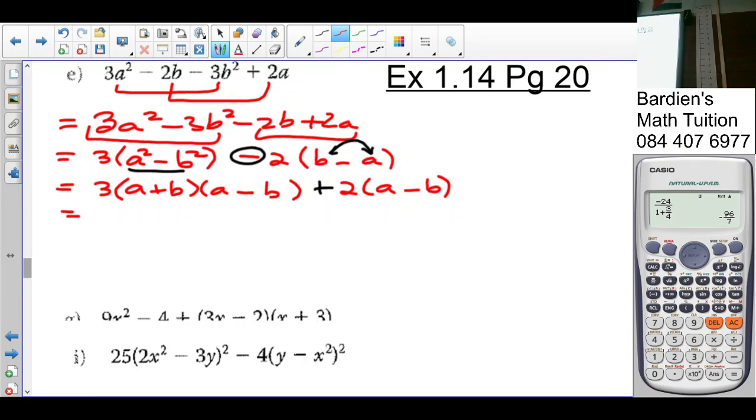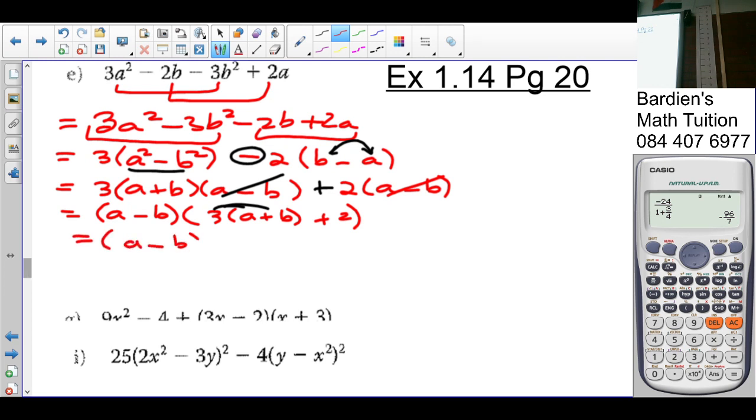a minus b. So what are we left with? We take out a minus b, 3 into a plus b plus 2. To get rid of the inner bracket here, multiply out. It's a minus b, 3a plus 3b plus 2. Okay, you all okay with that?